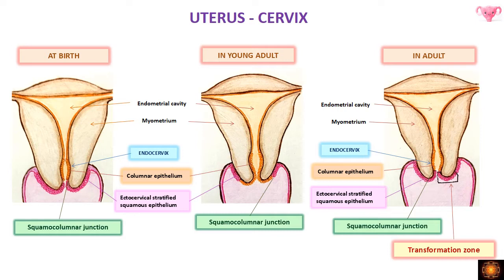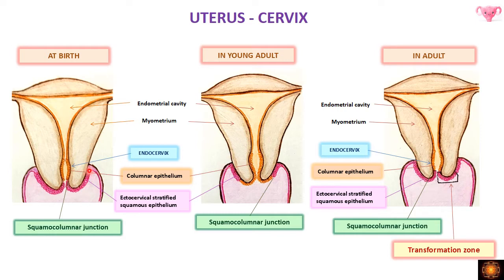When we see the normal structure of the uterus, it has myometrium and an inner layer of the endometrium, and the lower portion of the uterus we call the cervix. Cervix has endocervix and ectocervix. Endocervix is the part surrounding the endocervical canal. This is the endocervical canal, and surrounding that we have the endocervix. And ectocervix is the one which is exposed in the portio vaginalis.